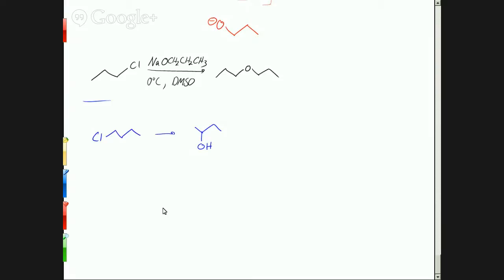So can anybody think about, thinking back now over all the reactions we've learned, what kind of a reaction can make an alcohol product like that?